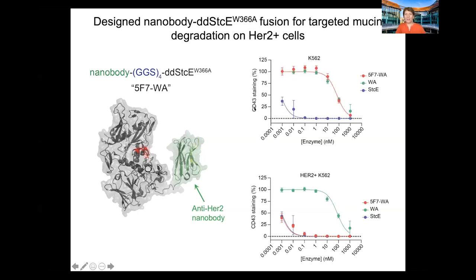And here are some graphs showing how we can cut CD43 off of K562 cells that are either lacking HER2 in the top graph or expressing HER2 in the bottom graph. And the important curve to look at is the red curve. This is our compromised sticky with the nanobody on it, which will not remove CD43 from regular K562 cells unless the doses are very high, in the hundreds of nanomolar to micromolar range. But when HER2 is expressed on these cells, now that nanobody sticky fusion is very active at cutting off CD43, just as active as the wild type enzyme that hadn't been damaged.